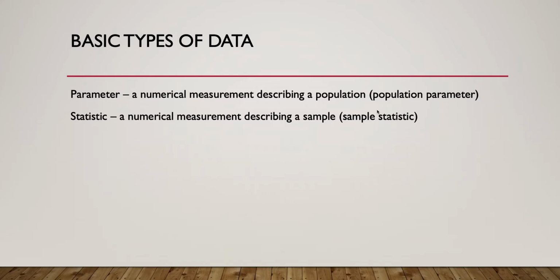And sometimes it's nicest to see these as mnemonics. So a parameter goes with a population. So population parameter, both start with P. Likewise, a statistic describes a sample. So sample statistic, both start with an S.